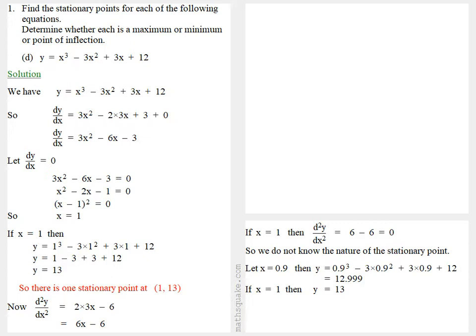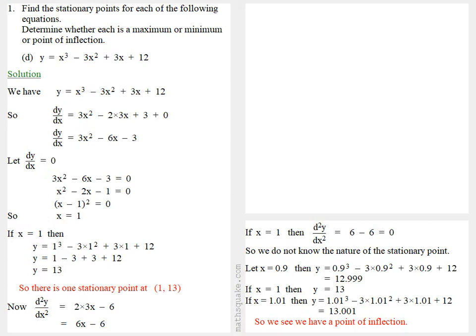And if x is slightly larger, if x is 1.01, then y is 1.01 cubed minus 3 times 1.01 squared plus 3 times 1.01 plus 12. And that works out to be 13.001, which is slightly larger than our original value. So we see it starts smaller than 13, but gets on the other side greater than 13, and so we have a point that's not a maximum or a minimum, it's a point of inflection.